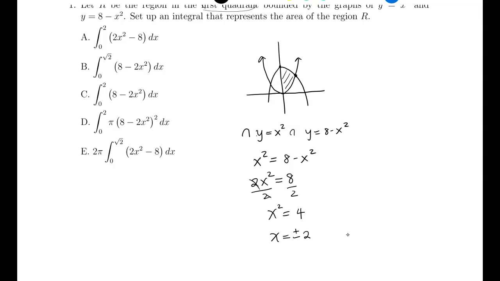Now, since we're interested again in the region on the first quadrant, that means that x here is 2. So x is equal to 2. You can also calculate the y coordinate by just plugging in the value of x here. If x is 2, 2 squared is equal to 4. So that is the point with coordinates (2, 4).